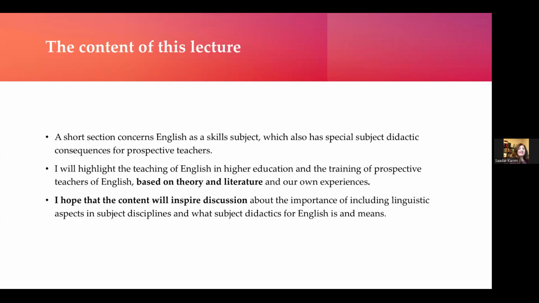I will highlight the teaching of English in higher education and the training of prospective teachers of English based on theory and literature and our own experiences. I hope that the content will inspire a discussion about the importance of including these linguistic aspects in subject disciplines and what subject didactics for English is and means.